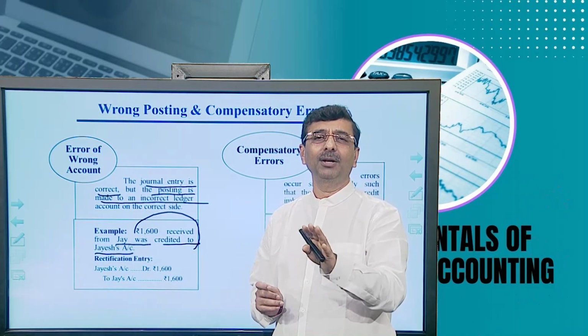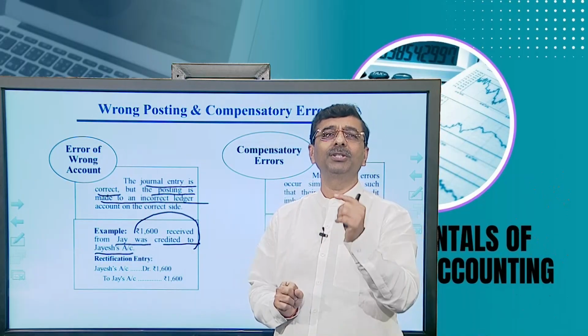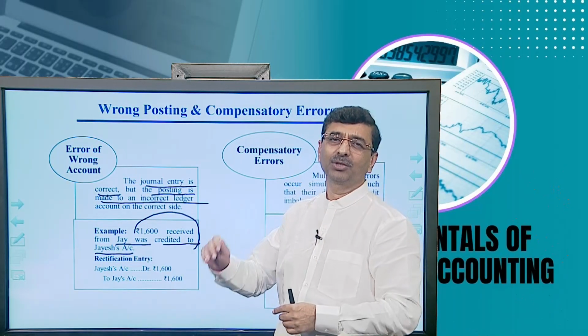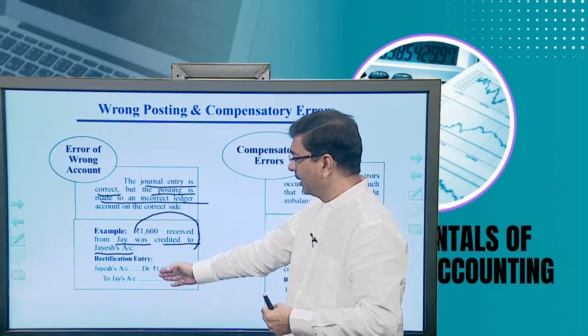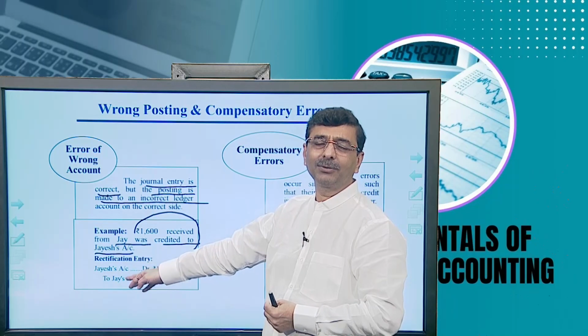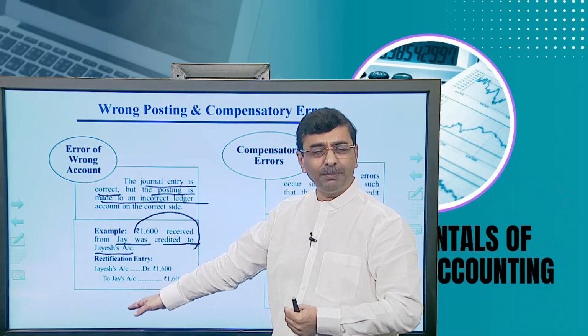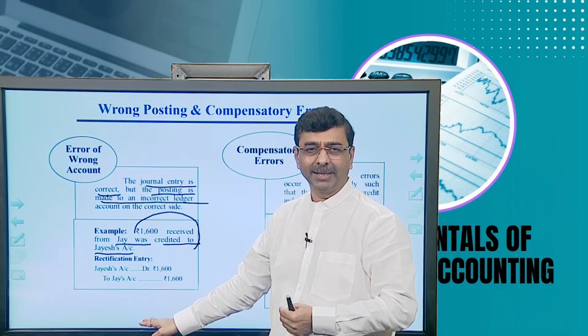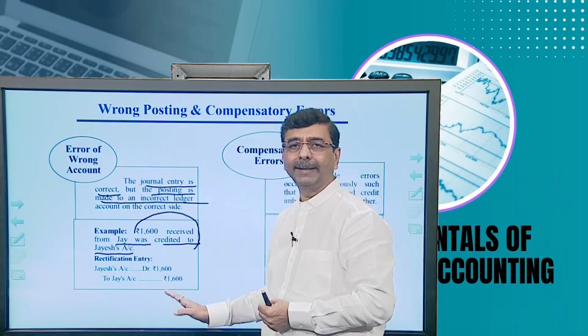Instead of Jay's account showing there, we have to remove it, and Jay's account has to exist, right? For that we need to write an entry that Jay's account was wrongly credited, so Jay's account is debited, and Jai's account, because he is actually the payer, has to be credited. So this is the way in case of errors of a wrong account.